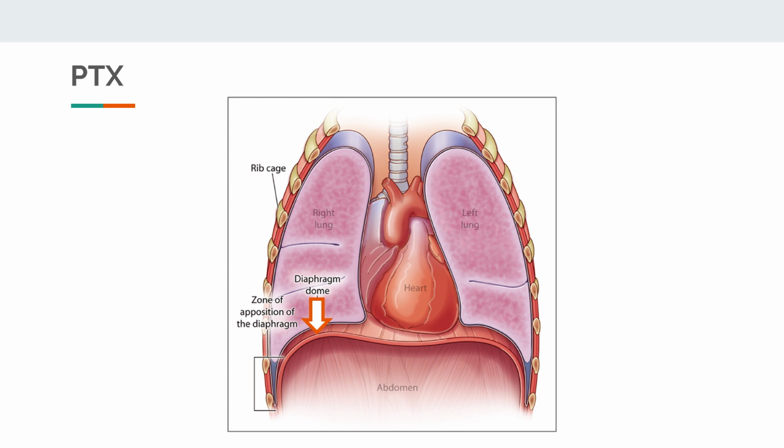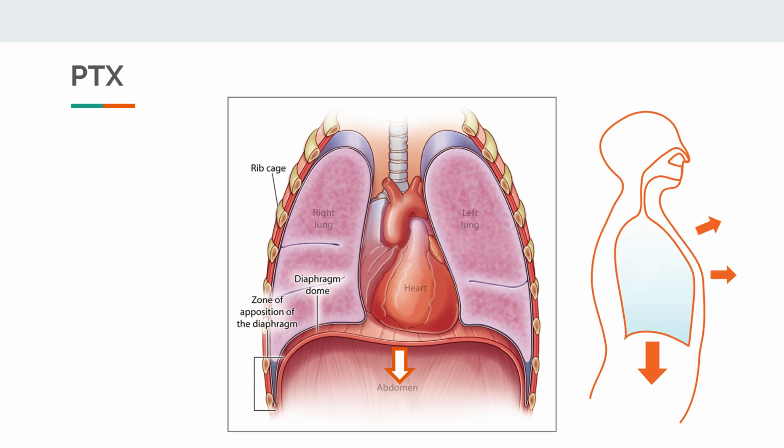The diaphragm, which sits below the lungs, is a dome-shaped muscle. When it contracts, it's pulled down and increases the volume of the thoracic cavity. Remember learning about Boyle's law in chemistry, where P1V1 equals P2V2? Since we increase the volume, pressure has to go down.